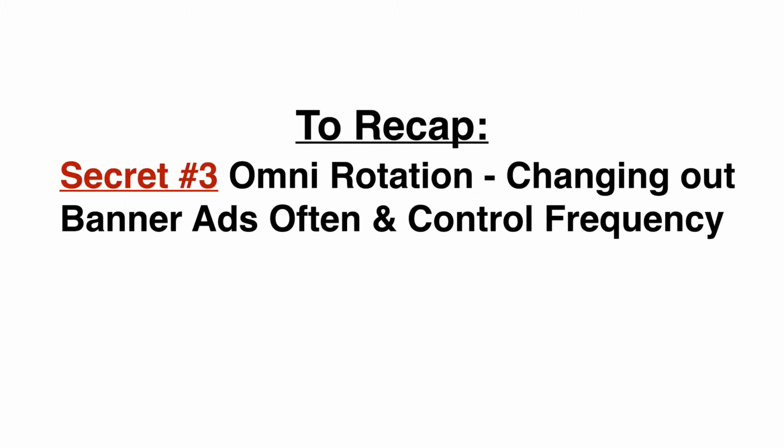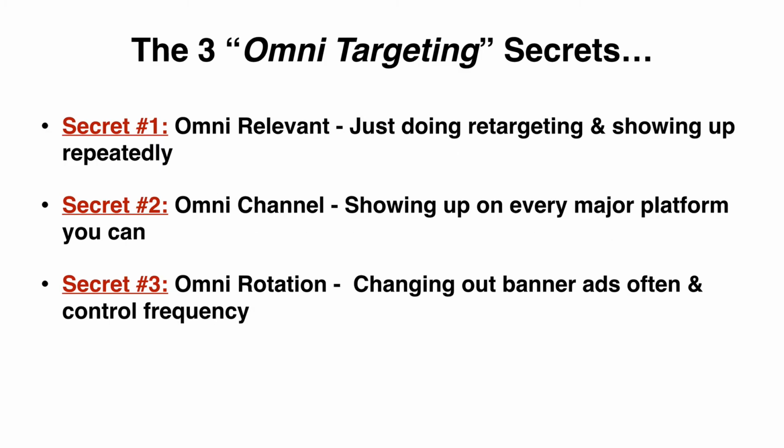So to recap, guys, omni rotation is about changing out banner ads often and controlling frequency so that we can do the best job possible in converting as many prospects as we can into paying customers. So that is secret number 3. So again, secret number 1 is being omni-relevant. So just doing retargeting and showing up repeatedly.